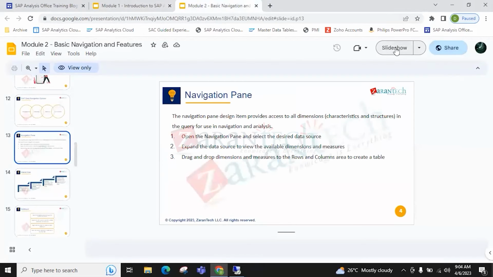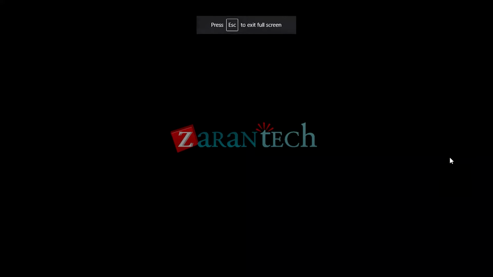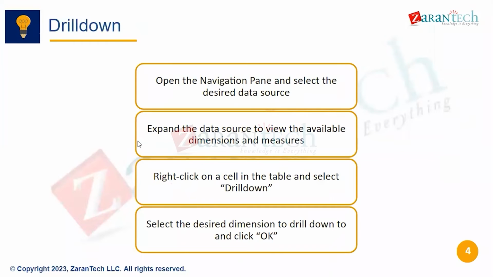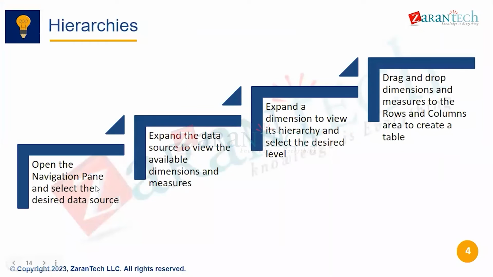In this slide, that is what it is showing. Once you go here, you will see hierarchies, drill down characteristics and all. The hierarchy works like this: open the navigation pane and select the desired data source, expand the source to view the available dimensions and measures, which is the first pane of that. Expand the dimension to view the hierarchy and select the desired level.